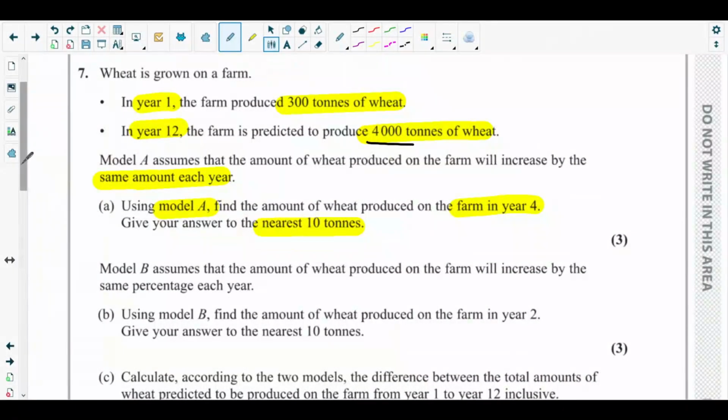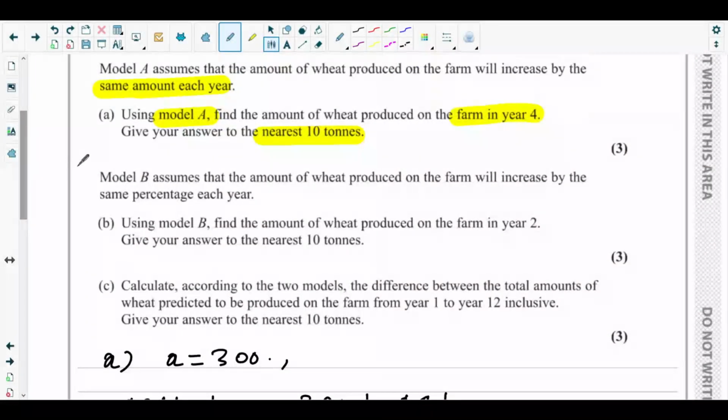Next is part B. Model B assumes that the amount of wheat produced on the farm will increase by the same percentage each year. Same percentage. That means it will be increasing at a rate. That means it has a common ratio, isn't it? Part B asks to use model B to find the amount of wheat produced on the farm in year 2. Give your answer to the nearest 10 tons. Earlier one was arithmetic progression. Now in part B, it is geometric progression.